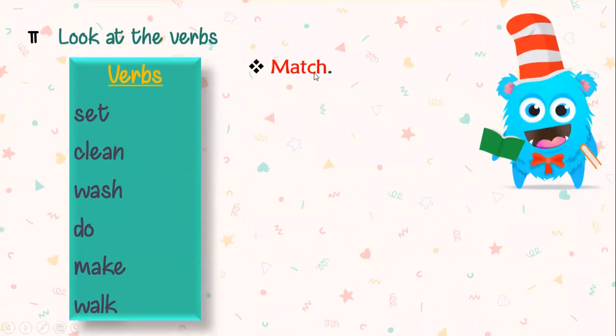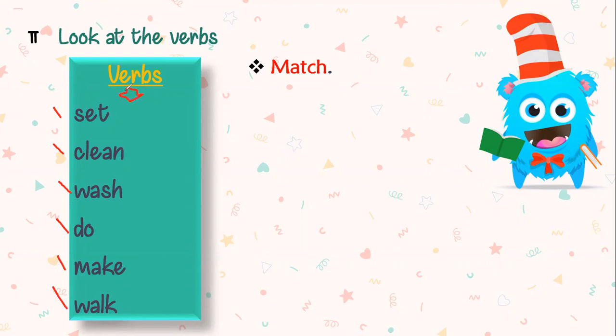Let's see. Remember the previous class, we talked about some expressions like, for example, set up the table, clean my room, wash the dishes, do laundry, make my bed, and walk the dog. As you can see here, there is a box, and this is a list of verbs. One more time: set, clean, wash, do, make, and walk. Those are verbs. Remember, please, verbs.